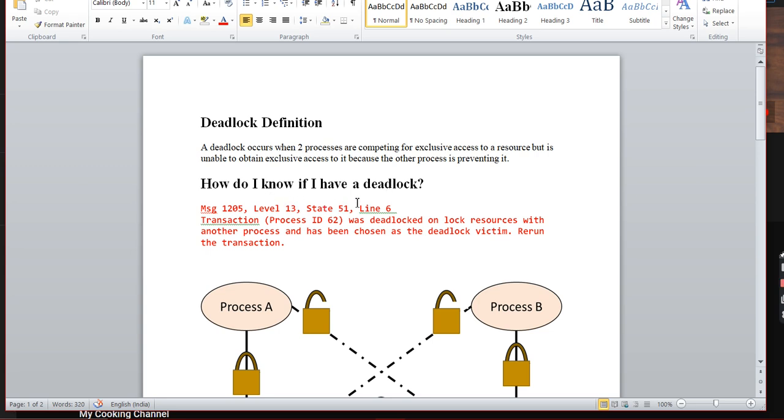So now the point is, how do I know if a deadlock occurs? Whenever a deadlock occurs, you will get this kind of message in red, which I have mentioned here. I have captured the message and pasted it here. So you will get this kind of message whenever a deadlock occurs.